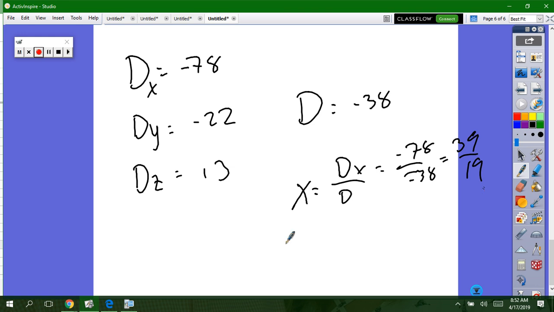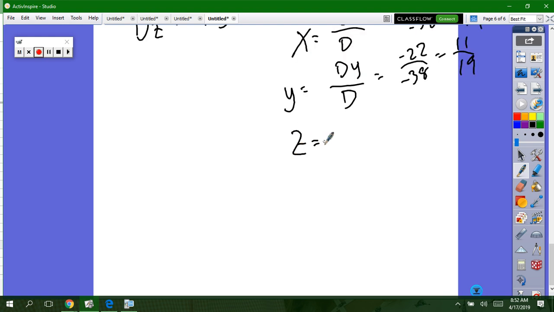Okay, what's y? dy over d. And dy over d is negative 22 over negative 38, which is 11/19. Once again, not something I'd want to play with, right? And then z was dz over d, which was 13 over negative 38, which is negative 13 over 38. Okay? We have now solved for x, y, z in there.